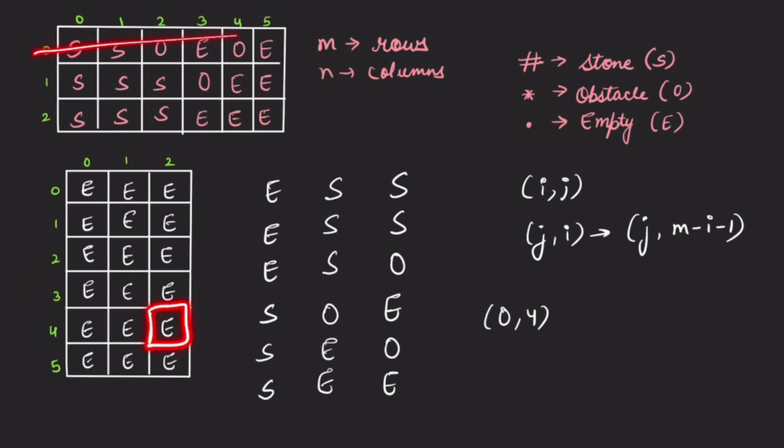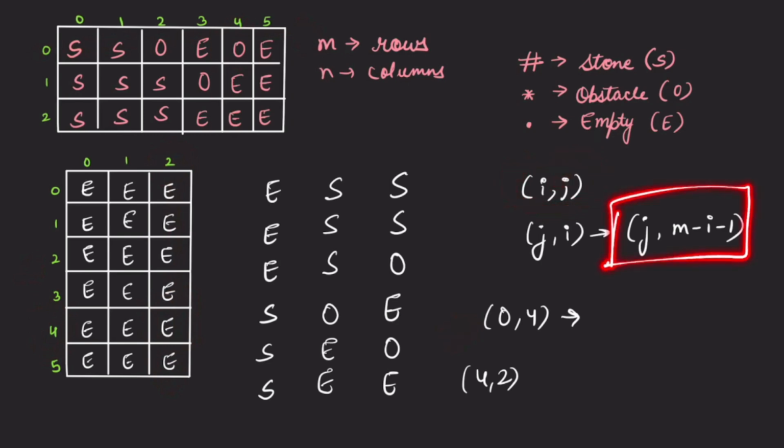This will become this, and this is the cell, so it will become this particular cell. Here it is 4 comma 2. So the new index is 4 comma 2. If you see, the original index was i comma j, that is 0 comma 4, and we are saying that the new index will be j comma m minus i minus 1.